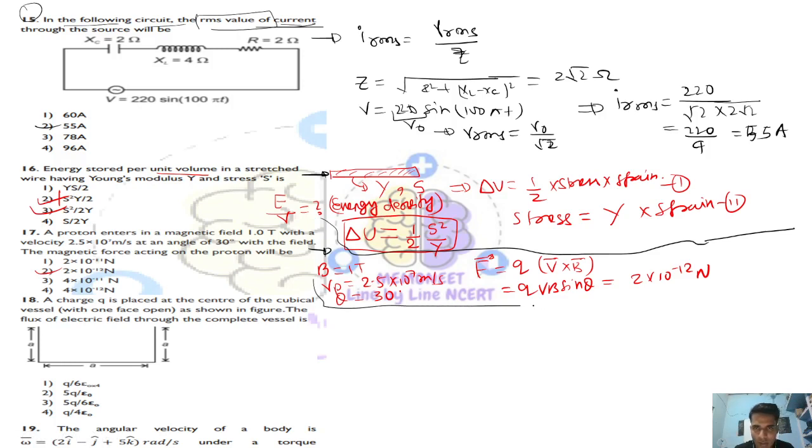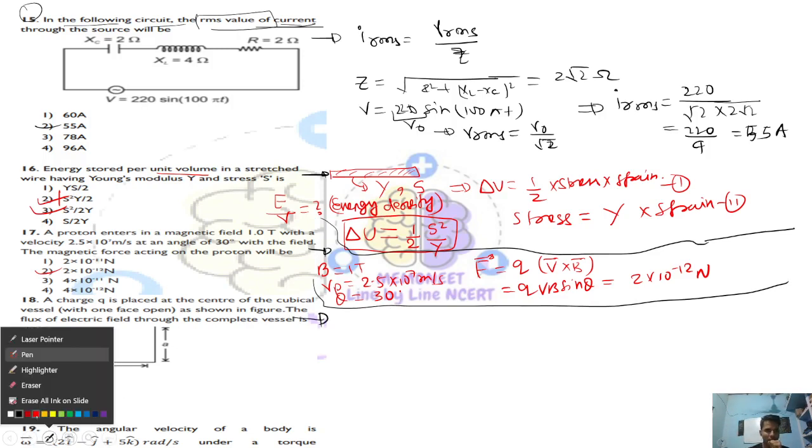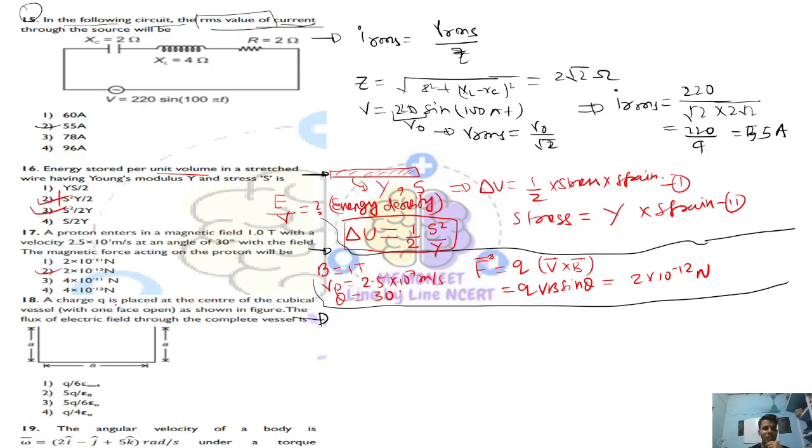so that you don't have any confusion between two different questions. Okay, now moving to this question. Let's read the question. Changing the color of the pen. A charge Q is placed at the center of the cubical vessel with one face open, as shown in the figure. The flux of electric field through the complete vessel. It's a simple question. You need to understand it out.